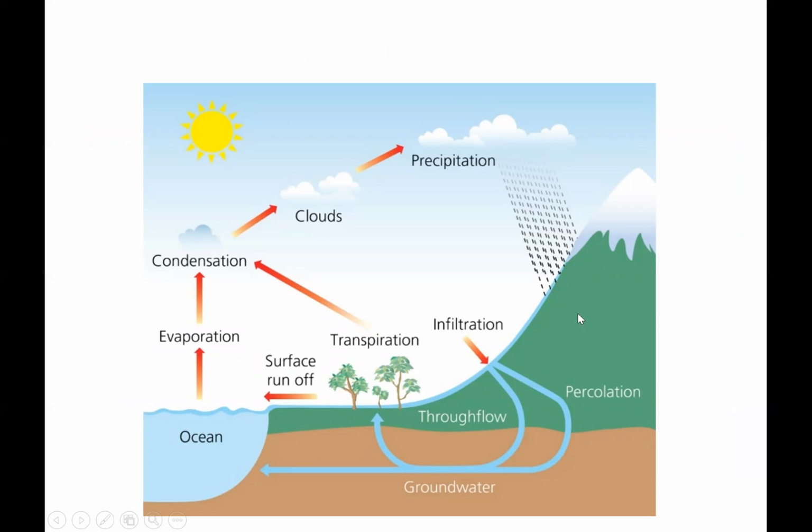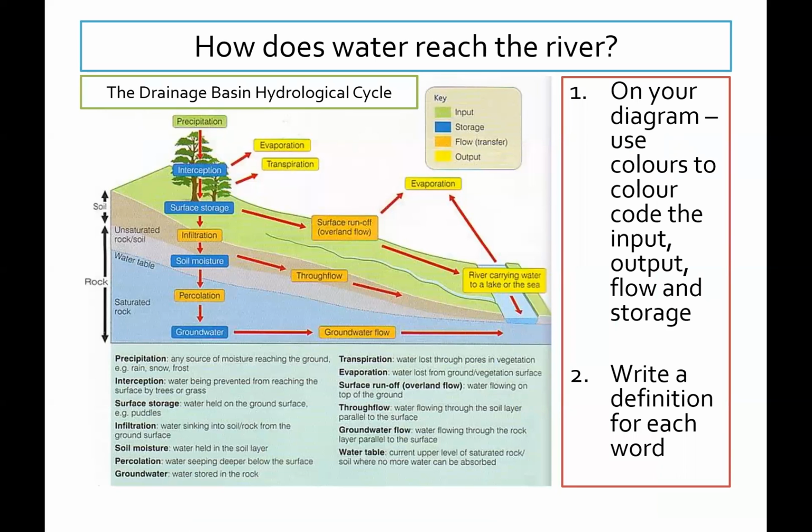That then lands on the ground. It can infiltrate, it can soak into the ground where it becomes part of the groundwater, or it can be caught by trees and plants, or it can be stored on the surface, or it can flow across the surface. And what we're concerned about in this lesson is what happens from the precipitation stage when it lands on the ground, before it heads back to the ocean. That's what our focus is.